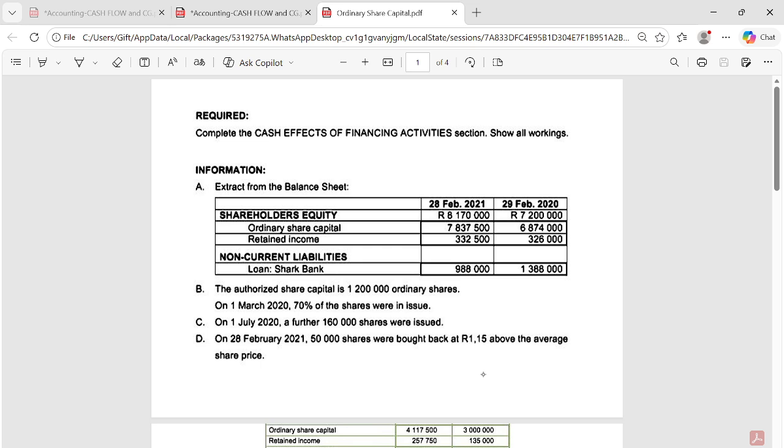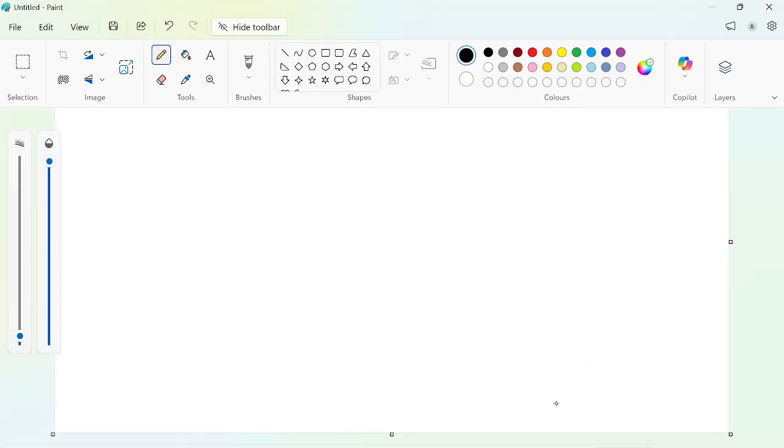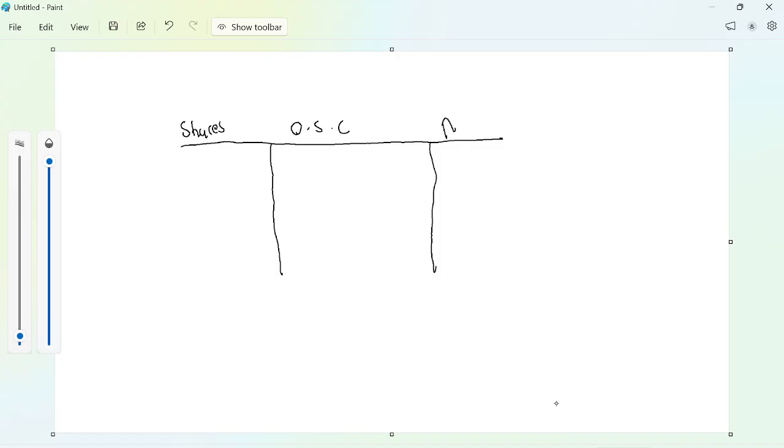Now let me do my ordinary share capital note on this side. So I have ordinary share capital, with the shares and the amount, the total number of shares. Remember, the information that goes here is at the beginning of the year, so you can just say balance at the beginning of the year, or balance brought down.